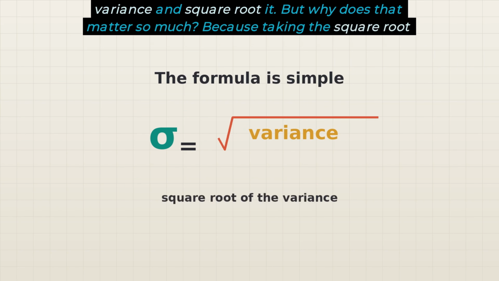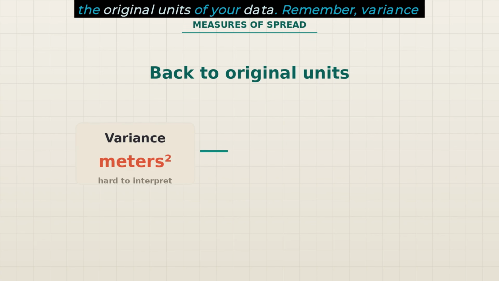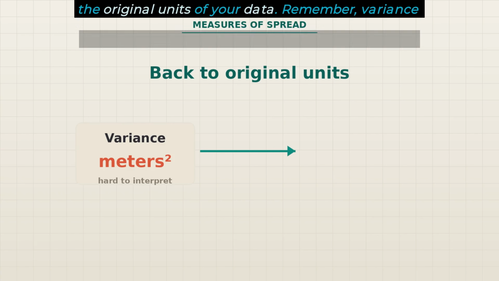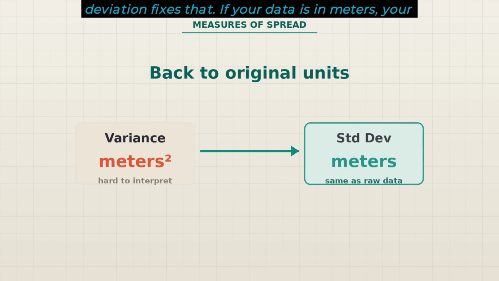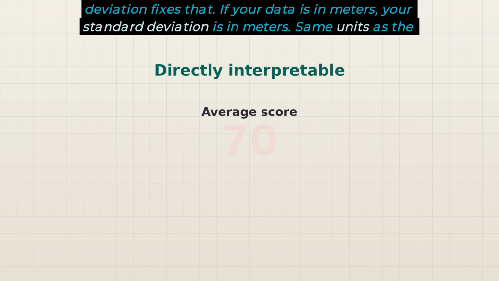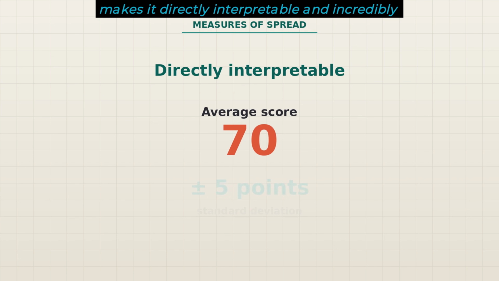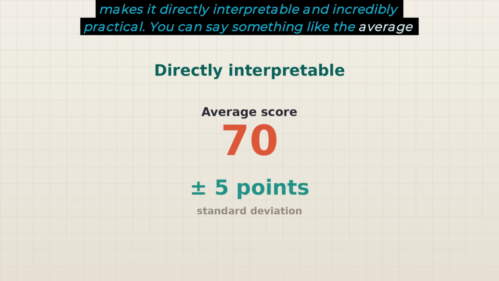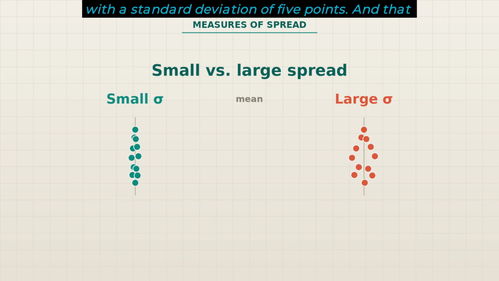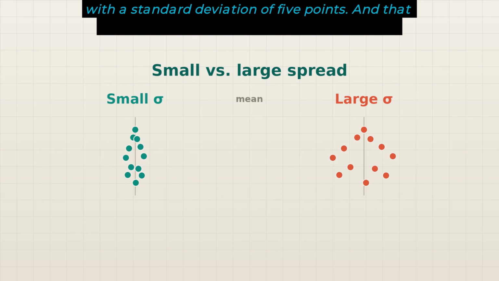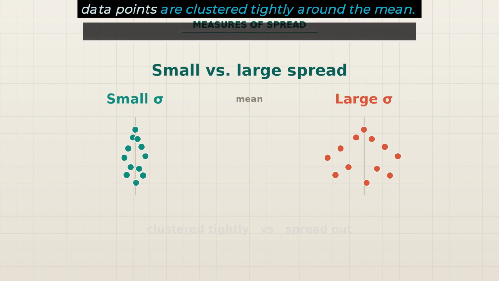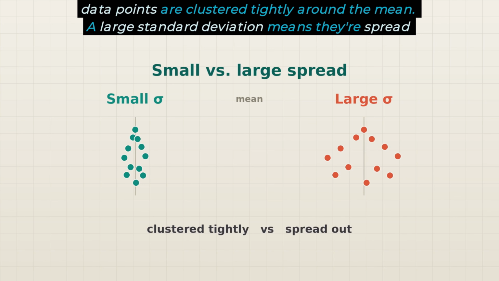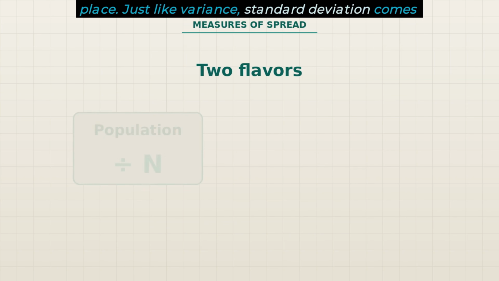That's it. You take your variance and square root it. But why does that matter so much? Because taking the square root brings you back to the original units of your data. Remember, variance was in squared units, which is hard to make sense of. Standard deviation fixes that. If your data is in meters, your standard deviation is in meters. Same units as the raw data. That makes it directly interpretable and incredibly practical. You can say something like the average score was 70 with a standard deviation of 5 points. And that actually means something. A small standard deviation means your data points are clustered tightly around the mean. A large standard deviation means they're spread out all over the place.